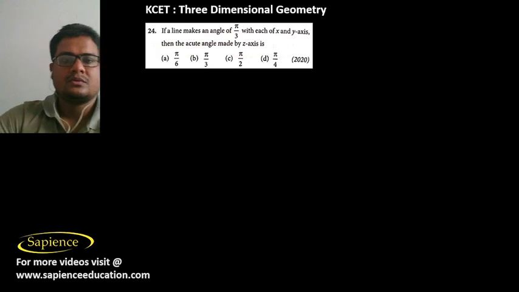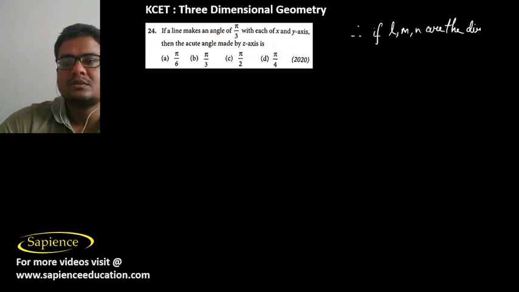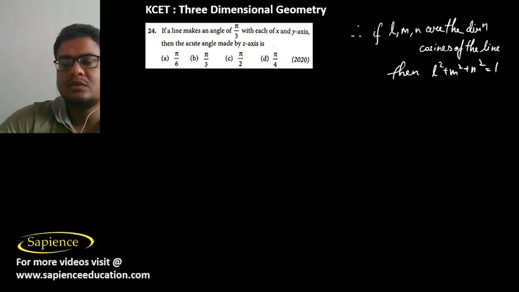Then question number 24 says, if a line makes an angle pi by 3 with each of the x and y axis, the acute angle made by the z axis is. So we know that the sum of the squares of the direction cosines is equal to 1. So if l, m and n are the direction cosines of the line, then we should have l square plus m square plus n square equal to 1.